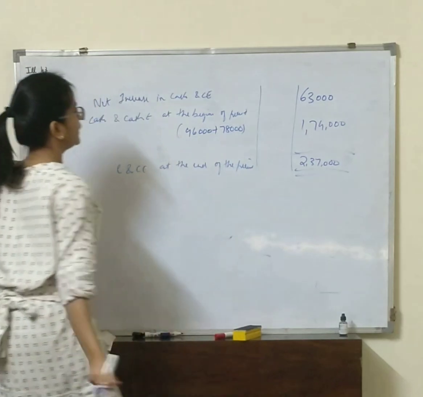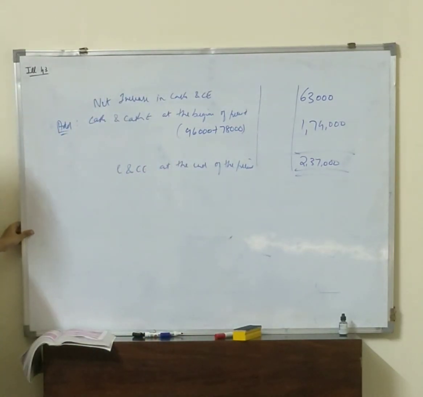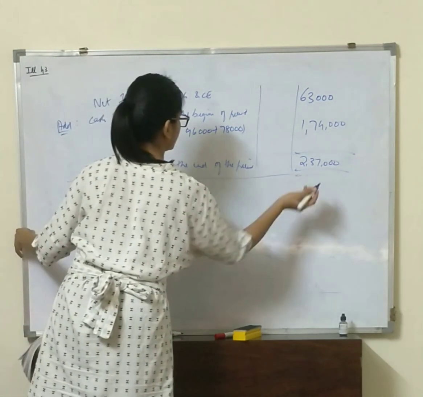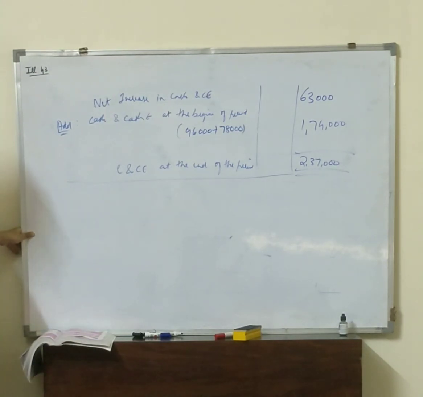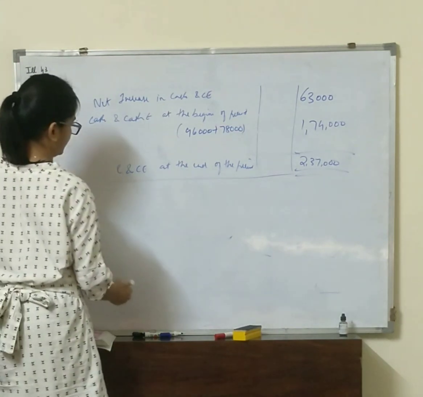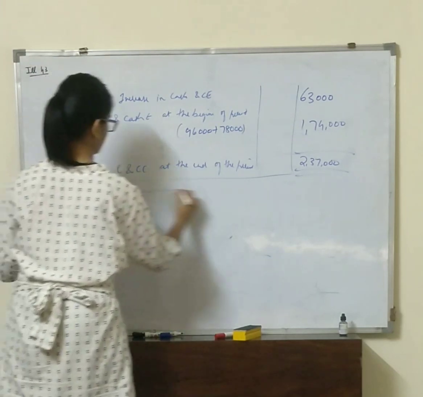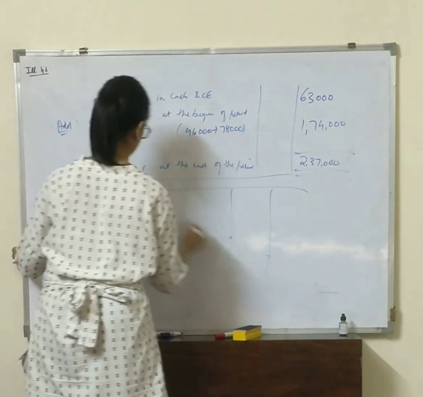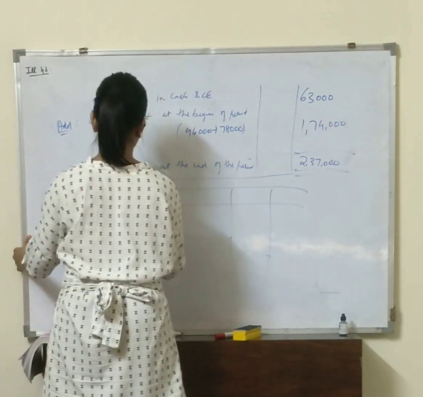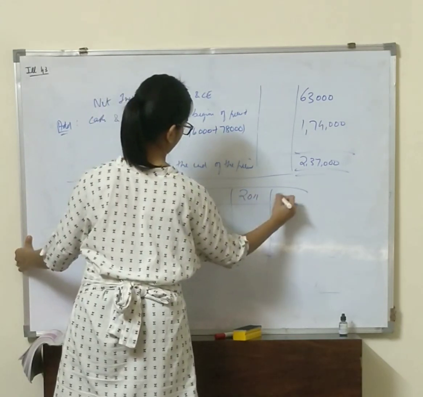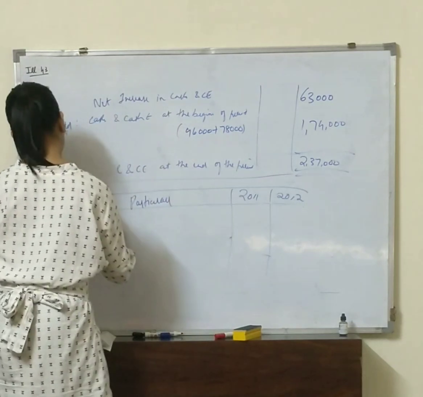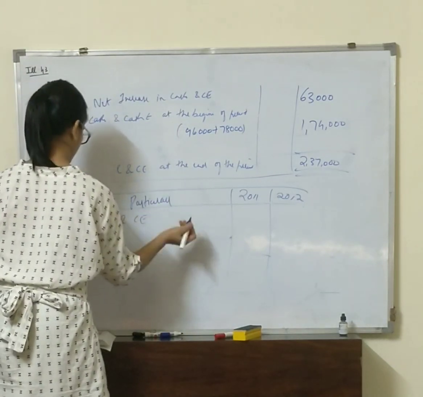If you wish to calculate cash and cash equivalent separately, like I have done for one of the problems, you can do that as well. In this problem, let me show you how to do it separately. Write down working note. Calculation of cash and cash equivalent. 3 columns. Particulars, 2011, 2012. So first will be cash and cash equivalents.